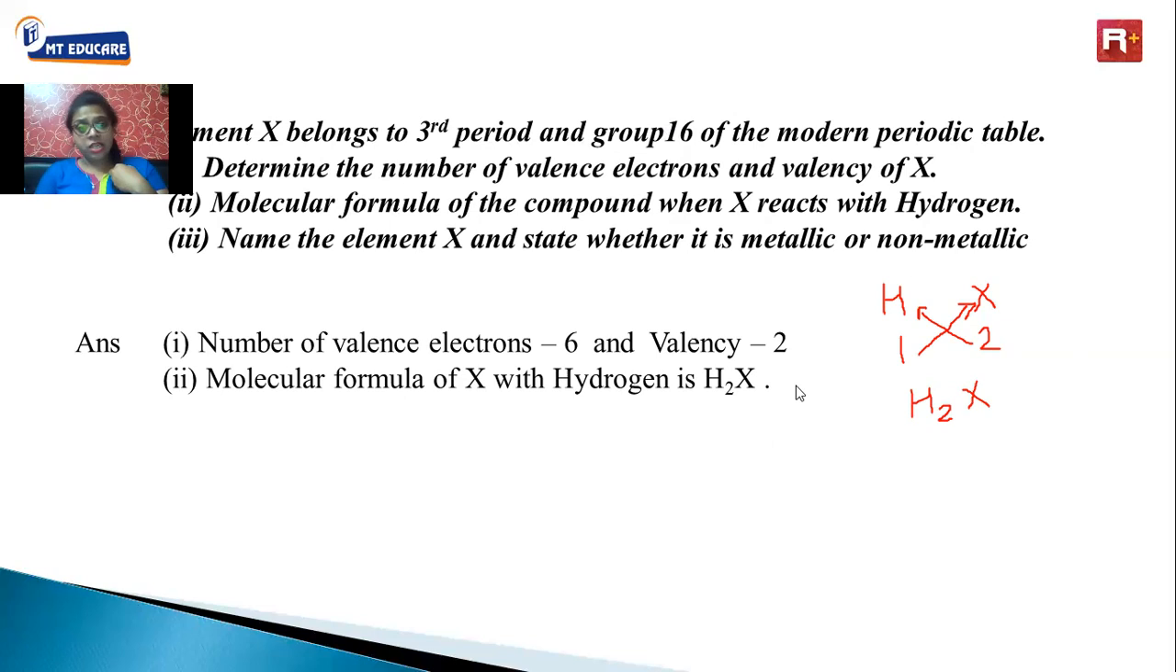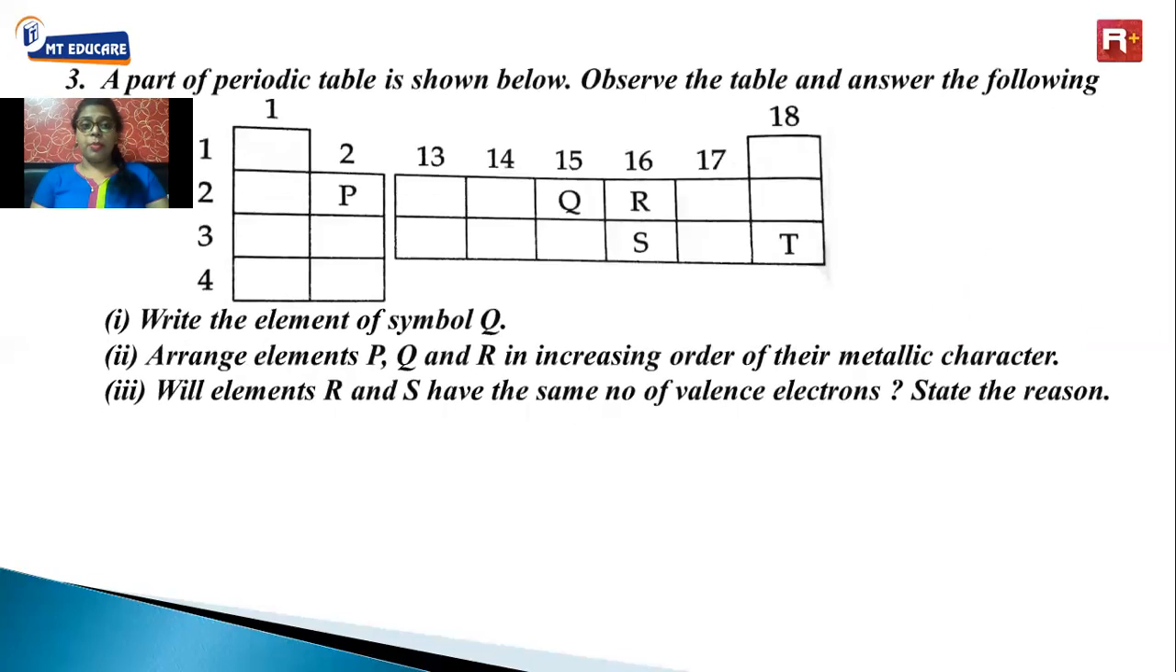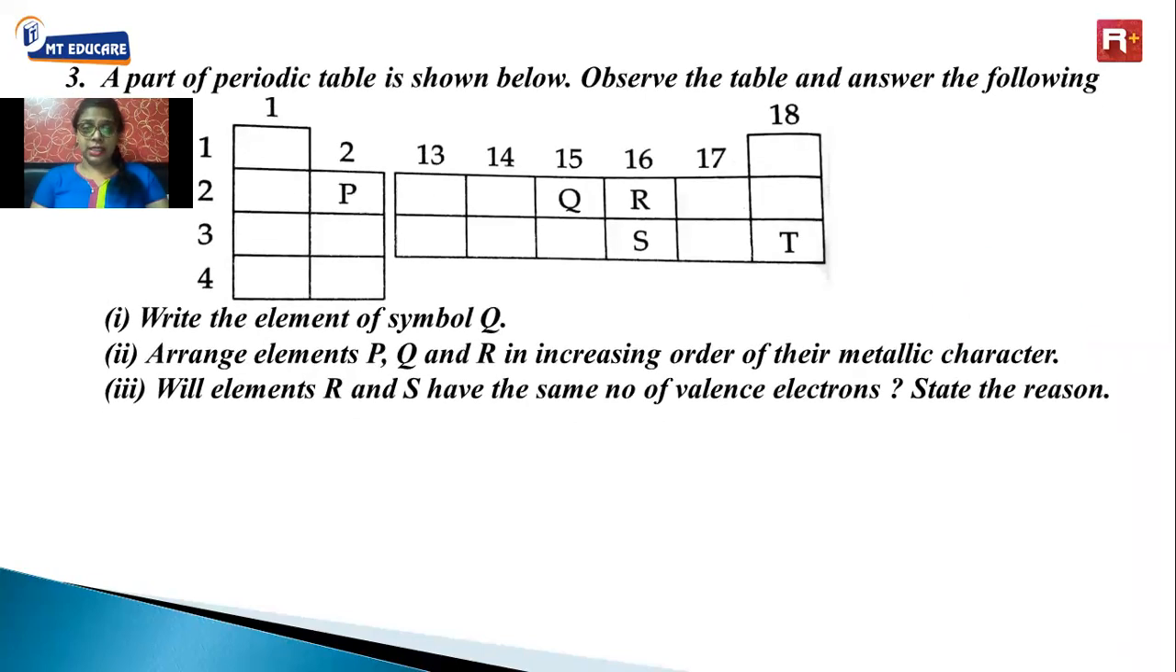Is it clear? Fine. And what will be the name of the element? The name of the element will be sulfur, symbolized by S. And it is a non-metallic character. Fine. So this was the second question for section C. Now let's talk about the last question for section C.